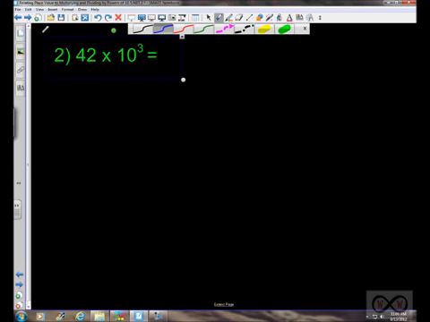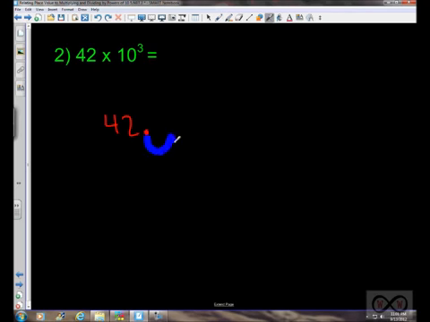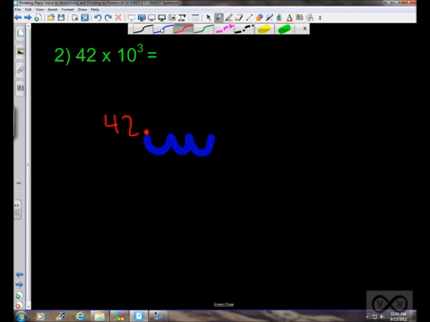So let's try the next one. We've got 42, and we're going to multiply by 10 to the third power. You can always count that decimal point to be directly to the right of the ones place. So there it is. And we're going to multiply by a power of 10. So that decimal point appears, like I said before, to move to the right 3 places. So now we can put those zeros in there. And the number would now be 42,000. So that would be your final answer. 42,000. If you were thinking that, good for you.